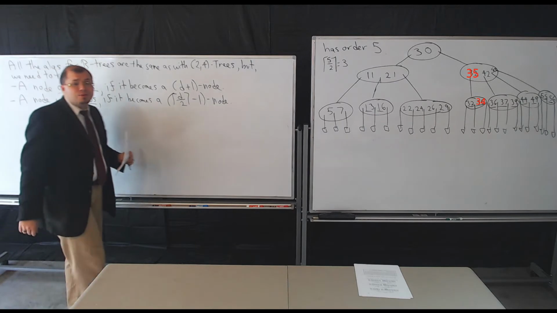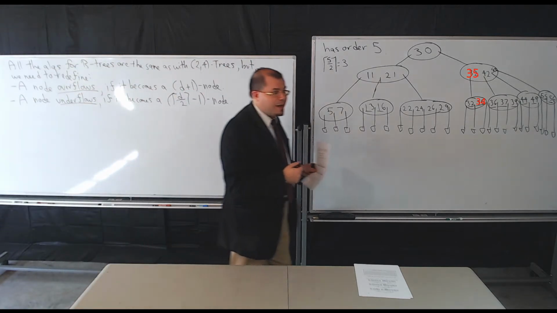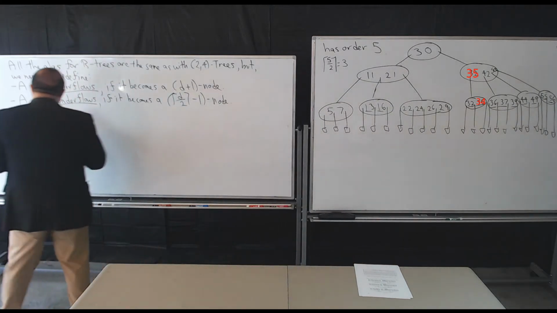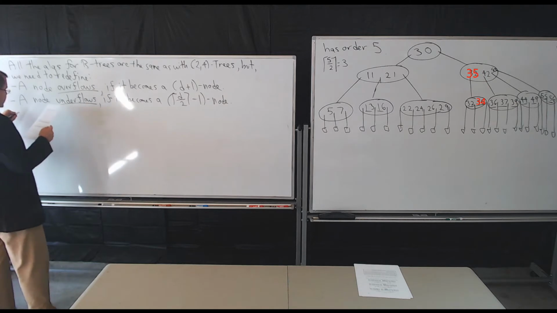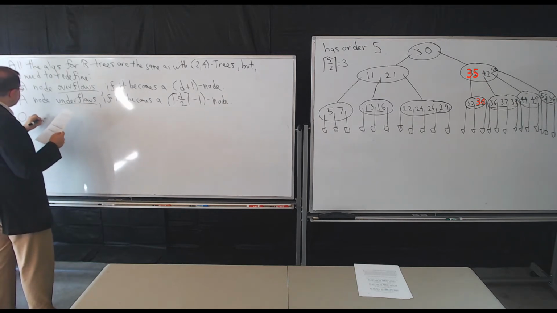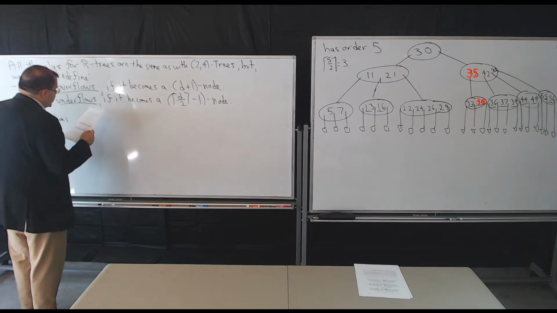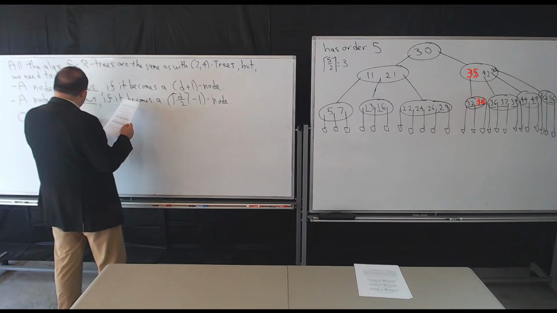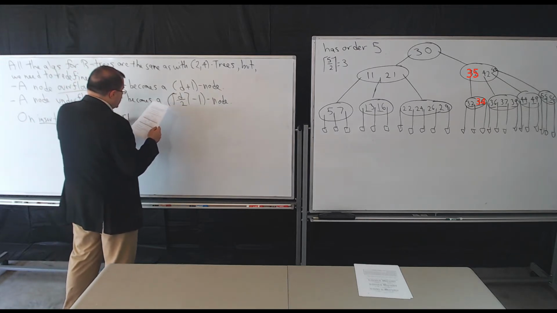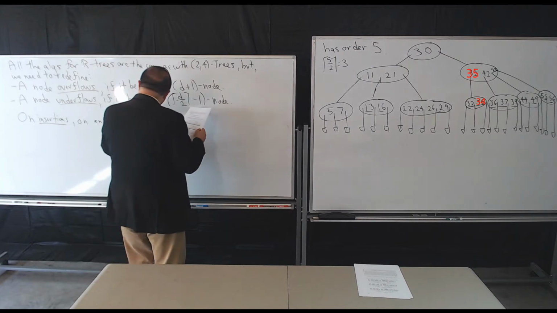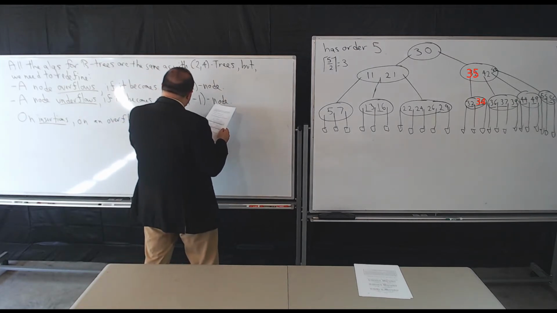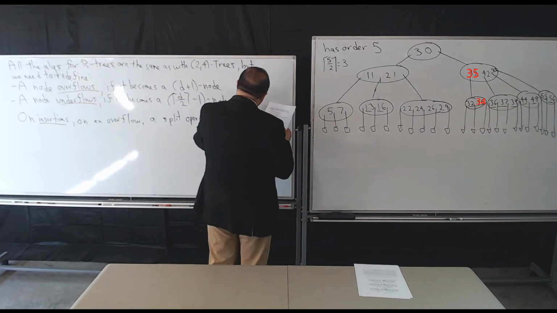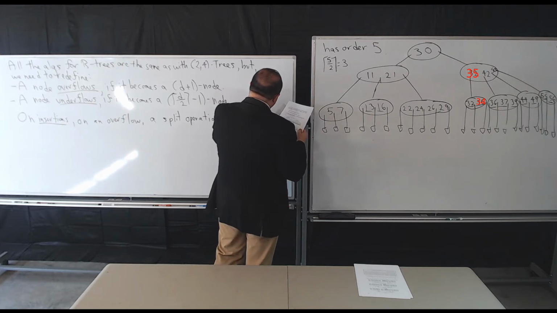So that's all we have to do. The algorithms I gave you apply to B trees as well. That's why I wrote them in a very general way. So let's talk about how you do insertions and removals. On insertions, on an overflow, remember the muffin top, a split operation will produce 2 nodes.